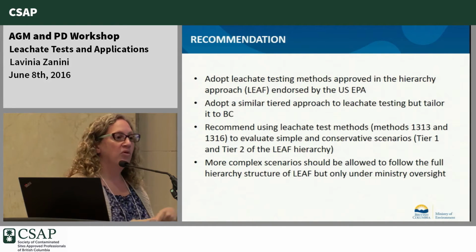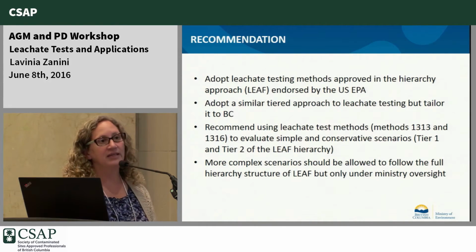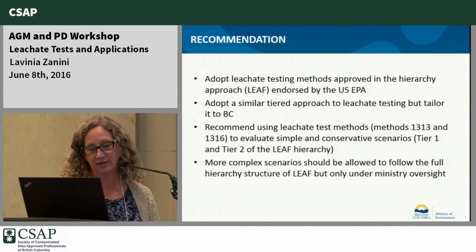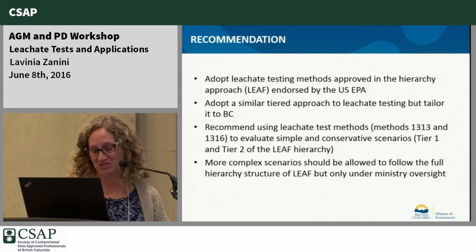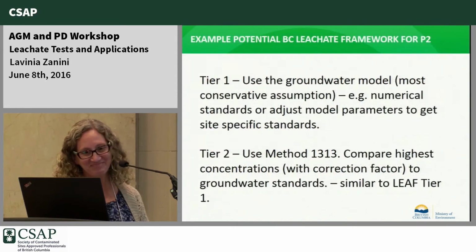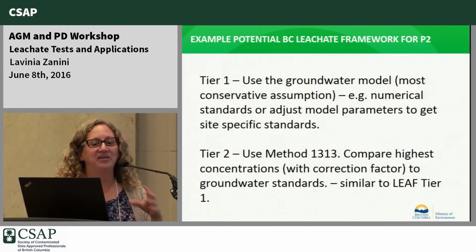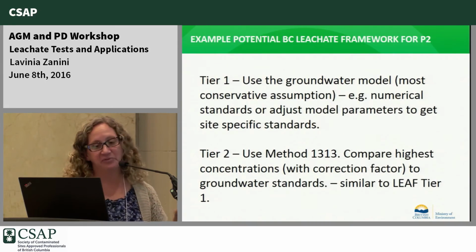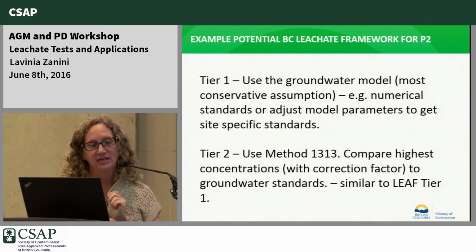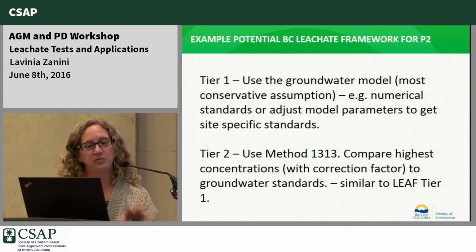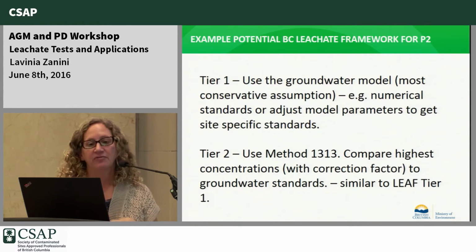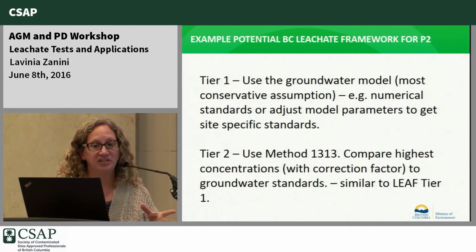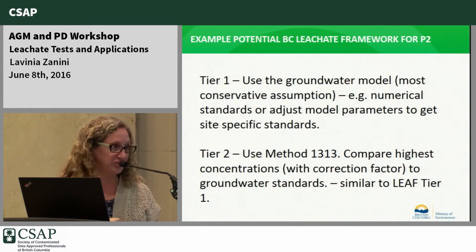But if you wanted a more complex scenario, like a really heavily contaminated smelter site, let's say, you might want to use everything that's in the full hierarchy structure of LEAF, and that would have ministry oversight. So we were kind of batting around ideas, and I'm going to be a little bit repetitive, so I apologize. But this would be kind of like an example framework, a BC leachate framework for Protocol 2 we could use.